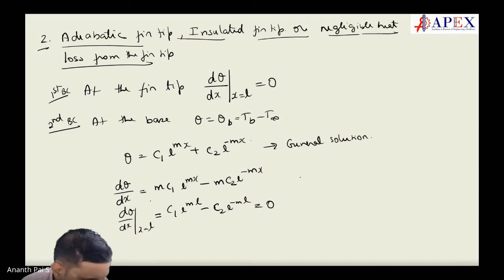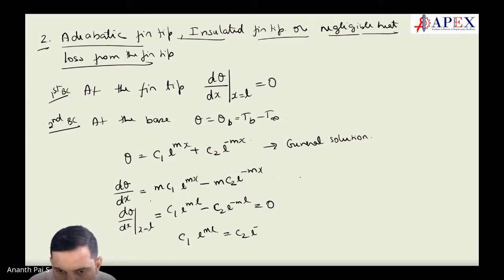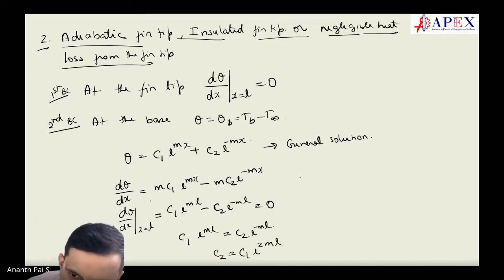So when we solve this, we get c1 e power ml is equal to c2 into e power minus ml. And when we use that, c2 is equal to c1 into e power 2 ml. This is one of the things.